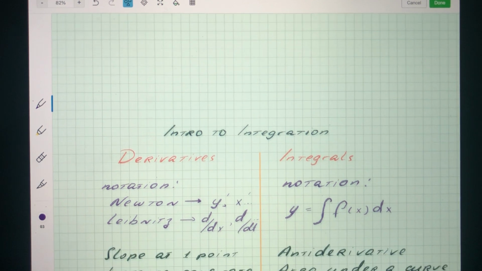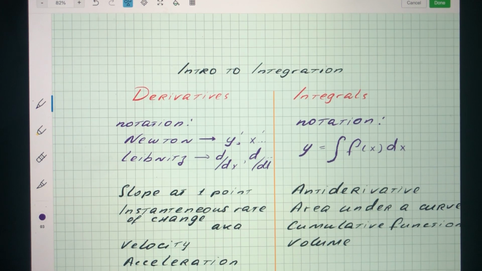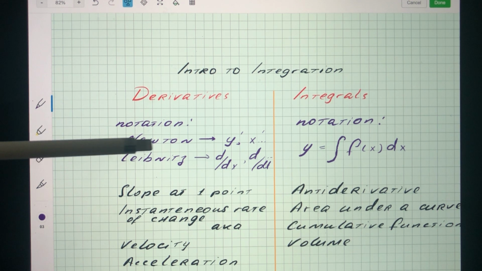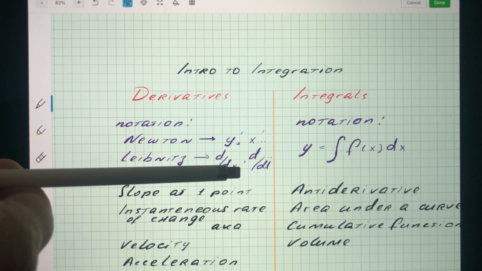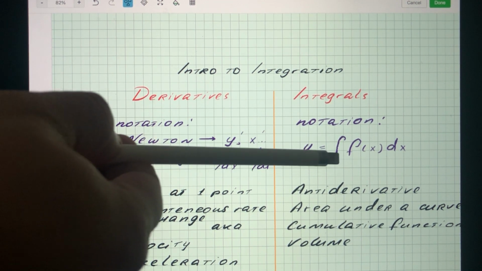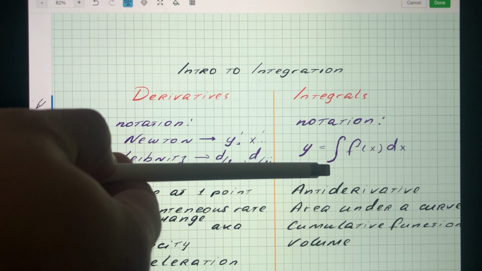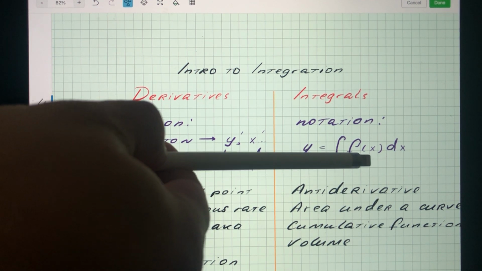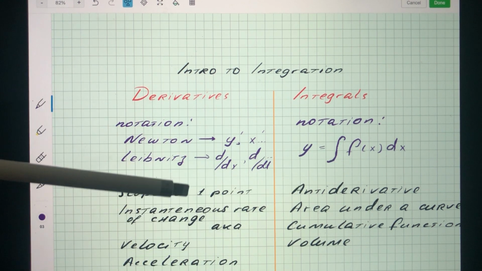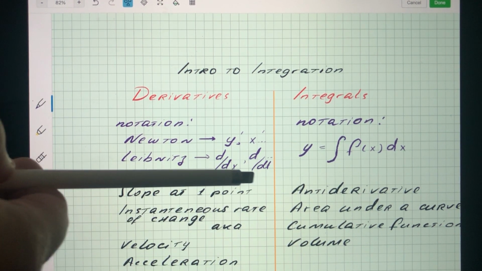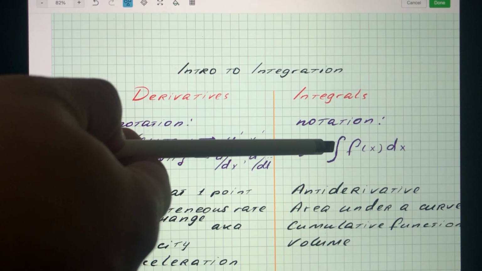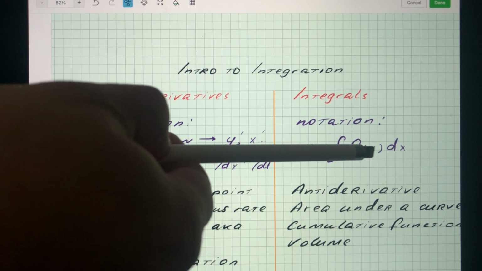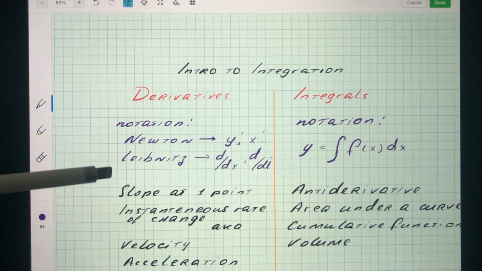So side by side, here are the two concepts, the derivatives and the integrals. The notation for the derivatives, we have two notations, either Newton, which is the prime, or the Leibniz, which is the differential operator. For the integrals, we have this elongated S symbol, which stands for the summation of the function, and the dx tells us what variable we are using. It's the same notation as in Leibniz notation, so this means integral or antiderivative of the function with respect to x.